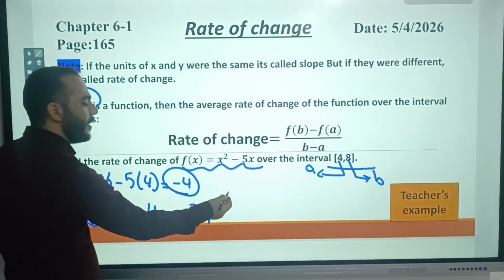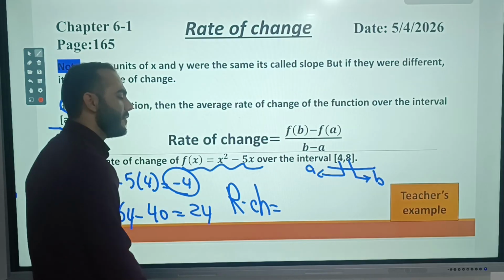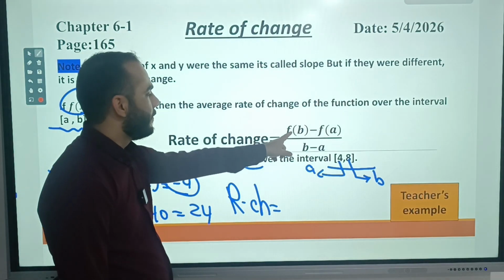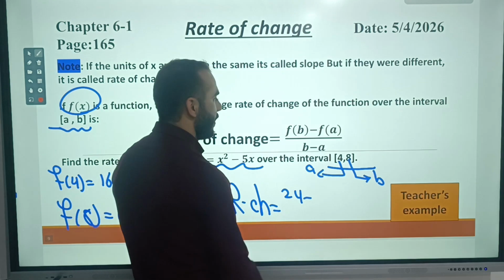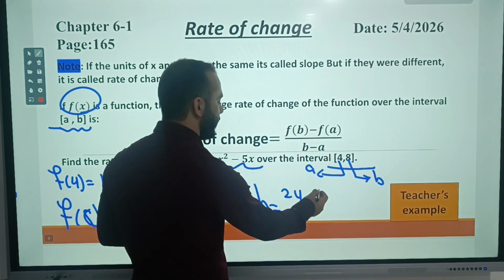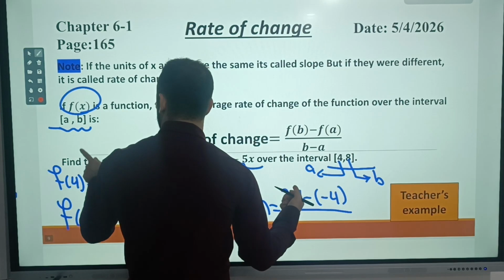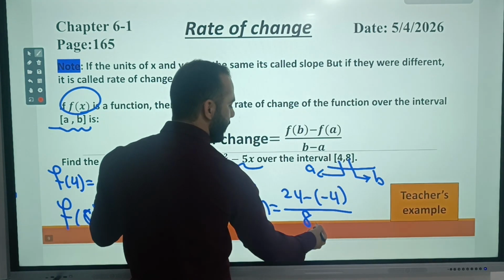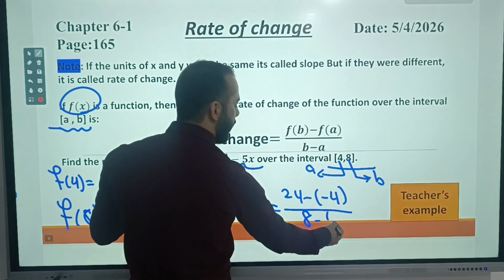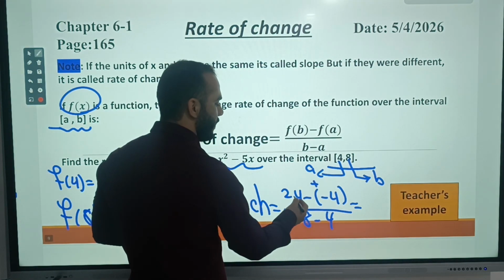Okay, so the rate of change, I'm going to write RCH, which means rate of change. F of B, f of the greater one was 24. 24 minus f of A, negative 4, over B is 8. Look, B is 8 minus A is 4. So negative times negative, positive.